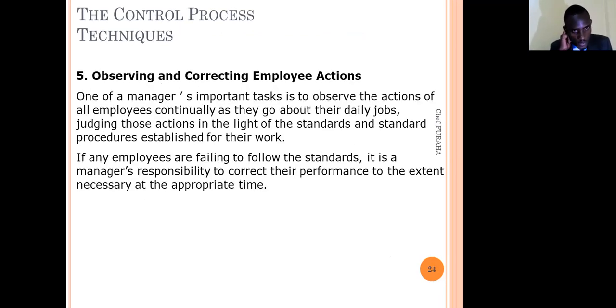Another technique is that we must observe and take corrective action. You have set standards and standard procedures, but you have no information about how they are being practiced, being implemented. You must do observation. You must go and check what is happening. You must check reports daily. You must ensure that you get enough information about what is happening. Then you will take corrective action based on the information you got.